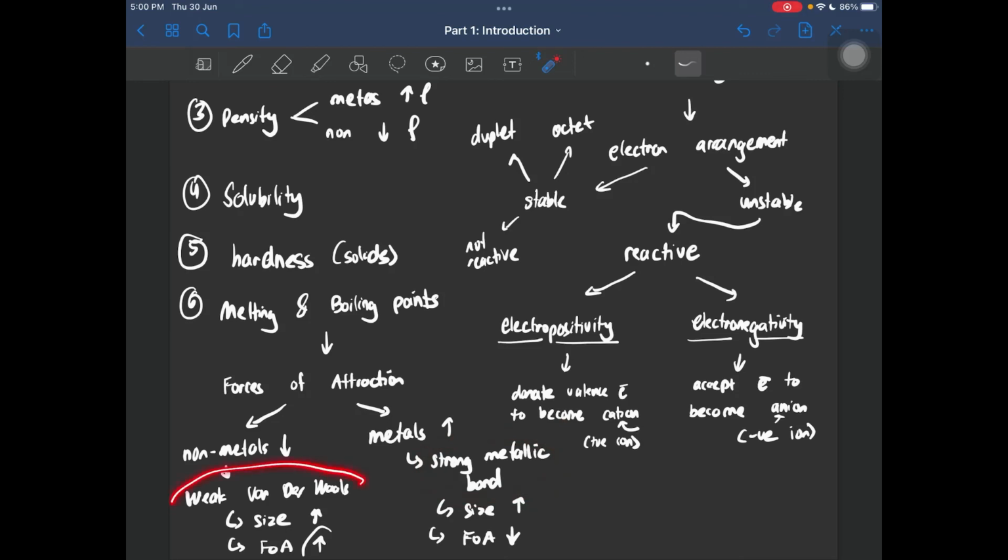And for these weak van der Waals forces of attraction, when the size of the elements increases, the forces of attraction will also increase, therefore the melting and boiling point will increase. For metals, they are held together by strong metallic bonds, and when the size of these metals increases, the force of attraction will decrease, therefore the melting and boiling point will decrease as well.